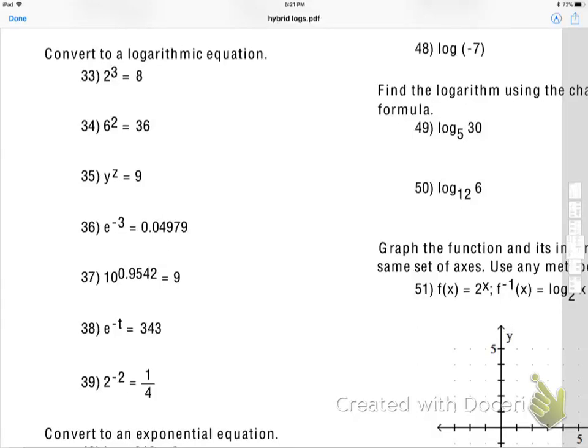Okay, we're going to convert from logs to exponentials and exponentials to logs. So here we have some exponentials. It wants you to convert it to a logarithmic. Okay, so here's how it goes.